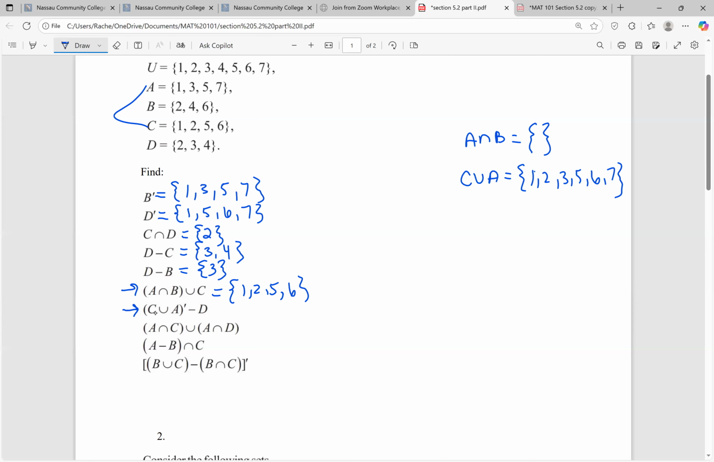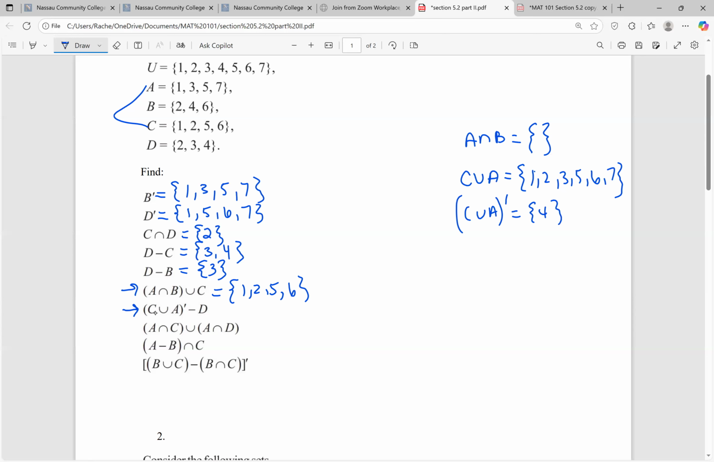But we want to take the complement. So we want C union A prime, or complement. So it's everything else that's in the universal set that's not in this set. So that's going to be 4. 4 is the only thing that's in the universal set, right? That's not in that union.